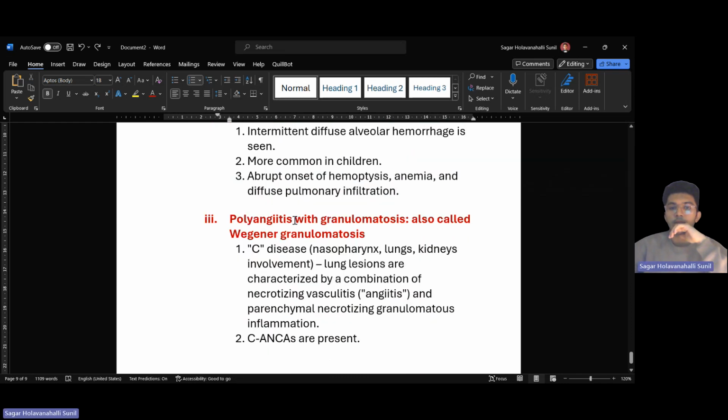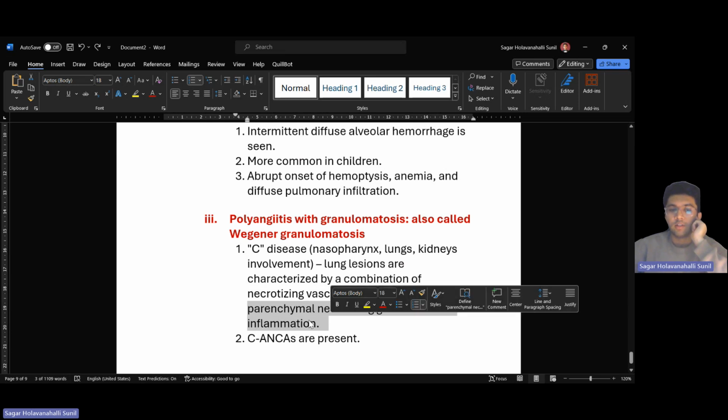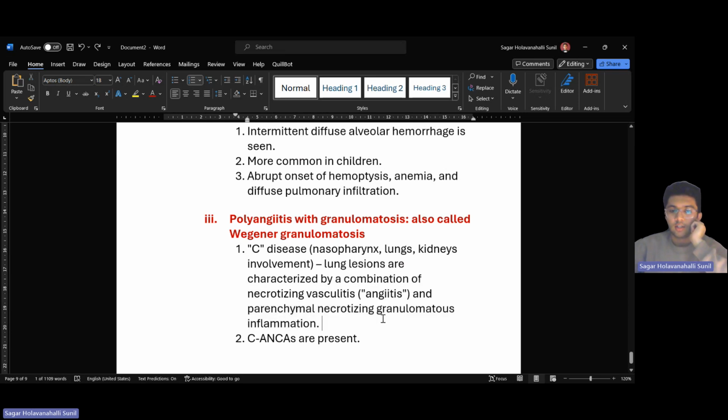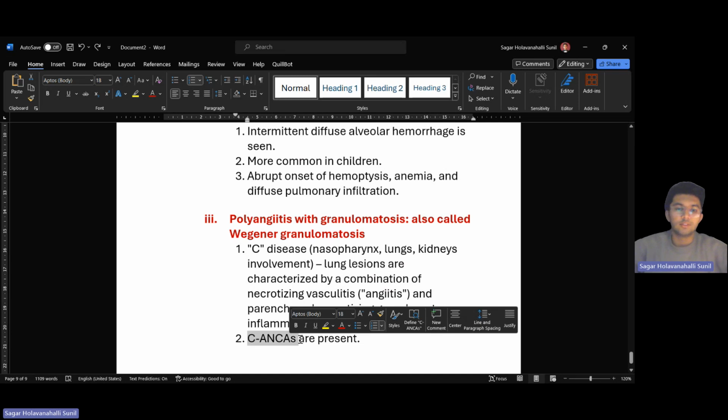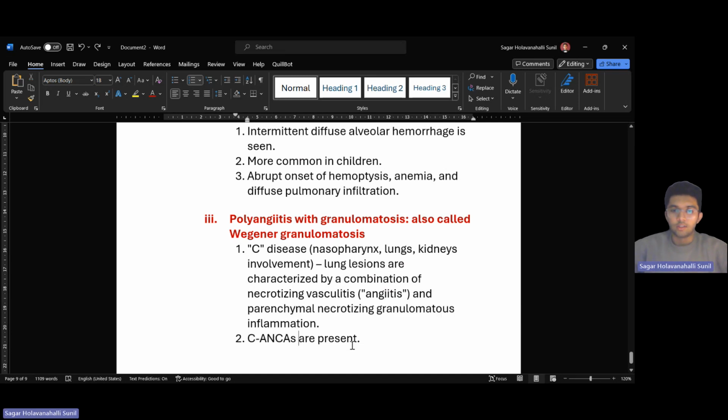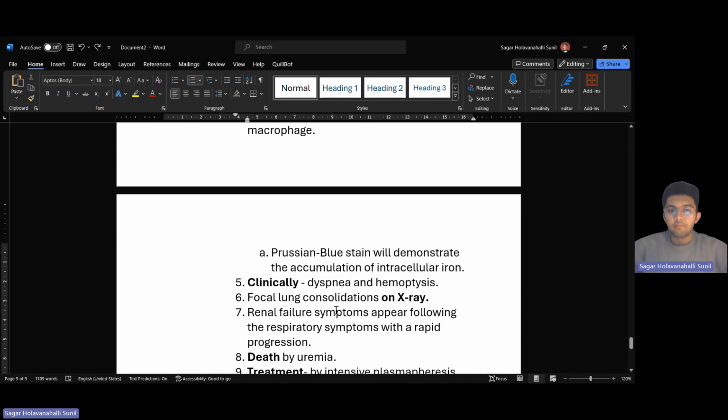And of course, polyangiitis with granulomatosis, it's a vasculitis. So you're going to have a combination of necrotizing vasculitis and parenchymal necrotizing granulomatous inflammation. Basically, there's going to be necrosis. There's going to be granulomas within the vasculature, and then this granuloma is going to spread into the alveolar spaces as well. And C-ANCAs are nothing but these antibodies, and they're going to be present. They're going to be positive. Okay, so that's pretty much it.